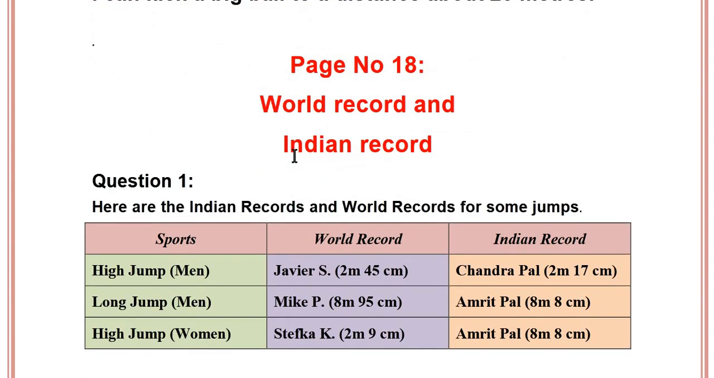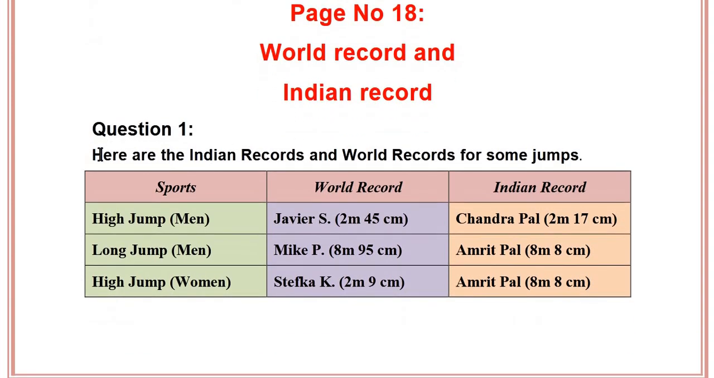Page number 18. World record and Indian record is given. Some sportspersons' names are given here. Here are the Indian records and world records for jump. High jump man, Xavier S, 2 meter 45 centimeter world record. Chandrapal, 2 meter and 17 centimeter Indian record. Long jump man, Mike P, 8 meter 95 centimeter. Amrit Pal, Indian record 8 meter and 8 centimeter.